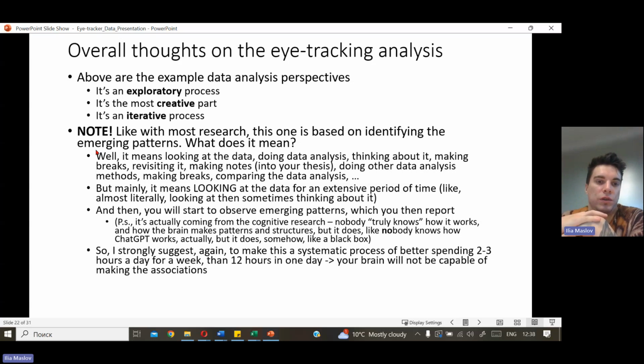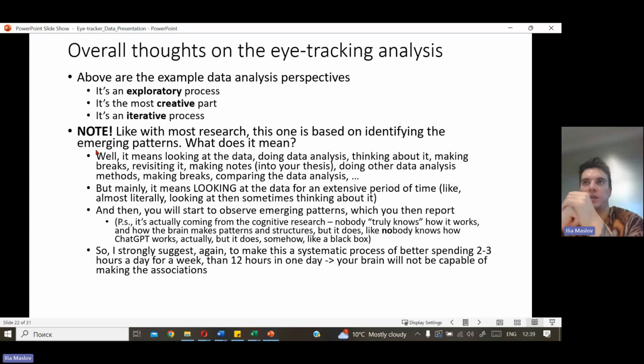So the most important lesson maybe is that you perceive this as a continuous process. Maybe you don't have to spend all your 8 hours a day of work on this analysis, but make sure that it's continuous. So you're not doing this in one go, because essentially this all boils down to looking at the data, and then the patterns start to emerge.